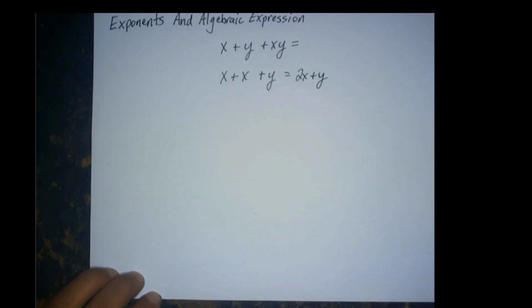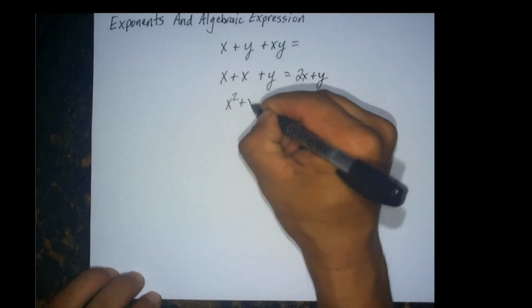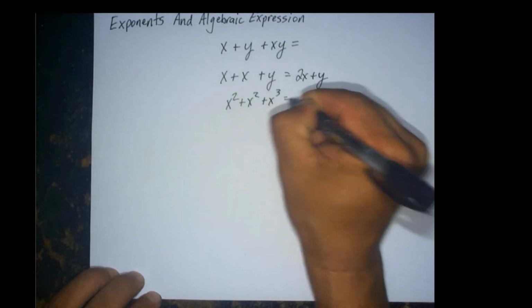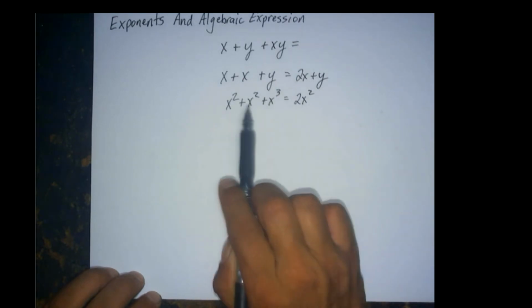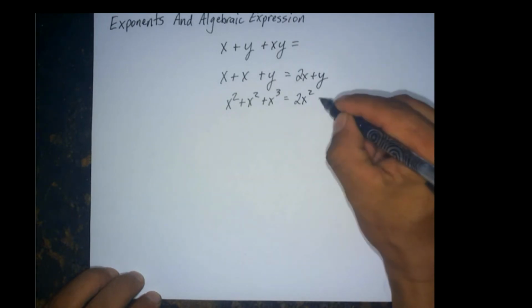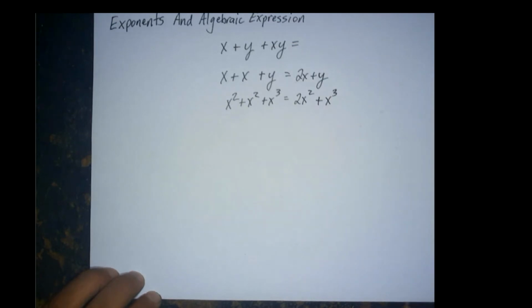Yes. If it's x squared plus x squared, it would be 2x squared, because 1x squared and 1x squared is 2x squared. Plus x cubed. You can't combine like terms with exponents unless they all have the same exponent. Even if there's more than one variable, they all have to have the same exponent. Okay? All right.